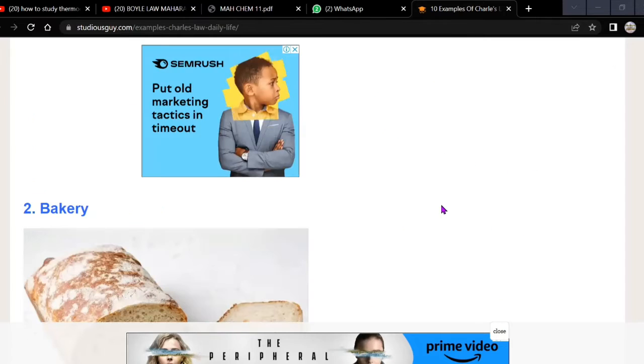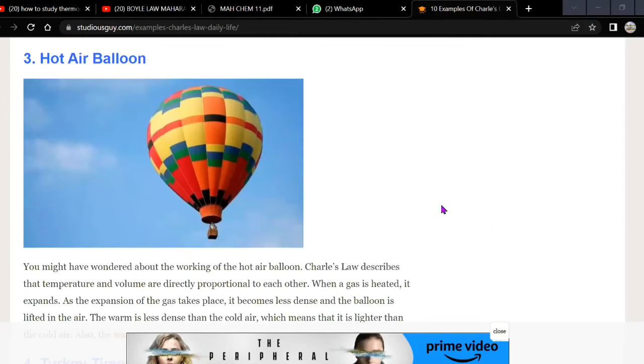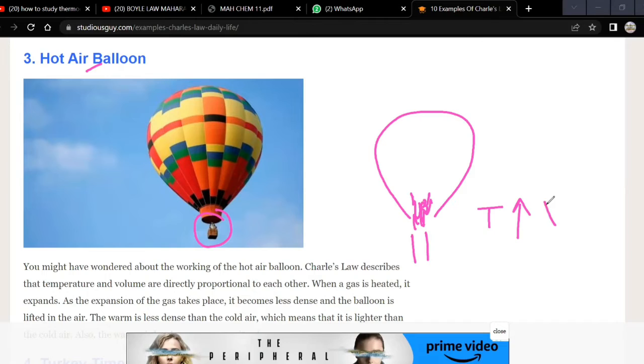So at times they might ask you a question based on real life examples of Charles law. So again, this is a beautiful example. Actually, that is what they were trying to do when they found all these laws. So hot air balloon. If you have ever observed, there is a burning flame here. Have you ever seen a hot air balloon? Yeah, on TV. So when the temperature increases, the volume increases.